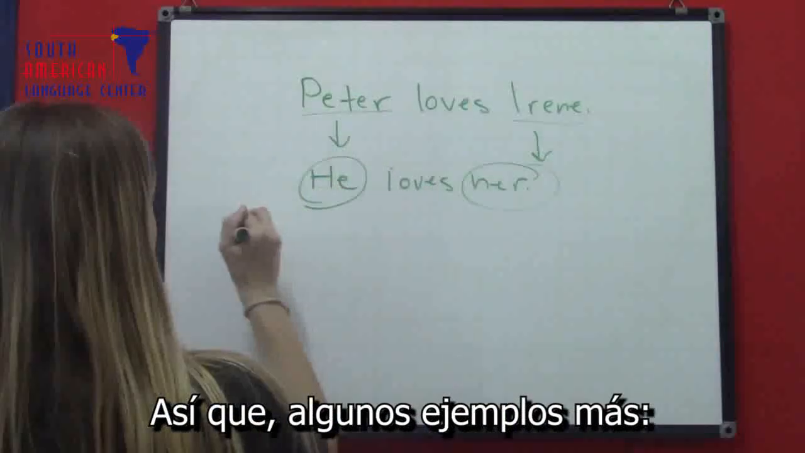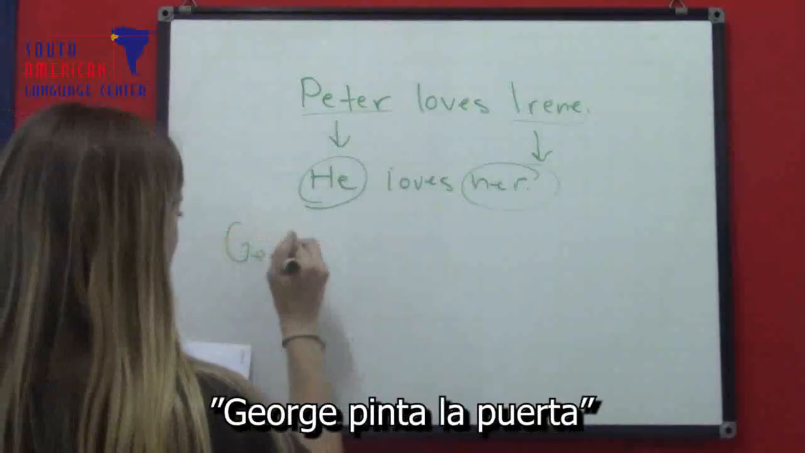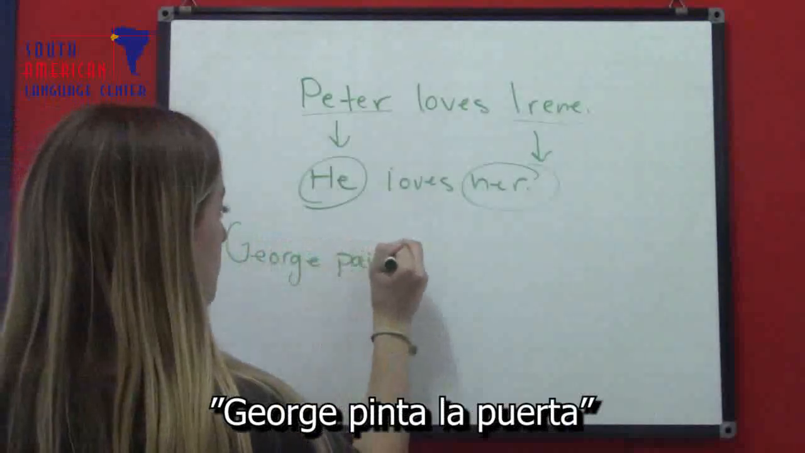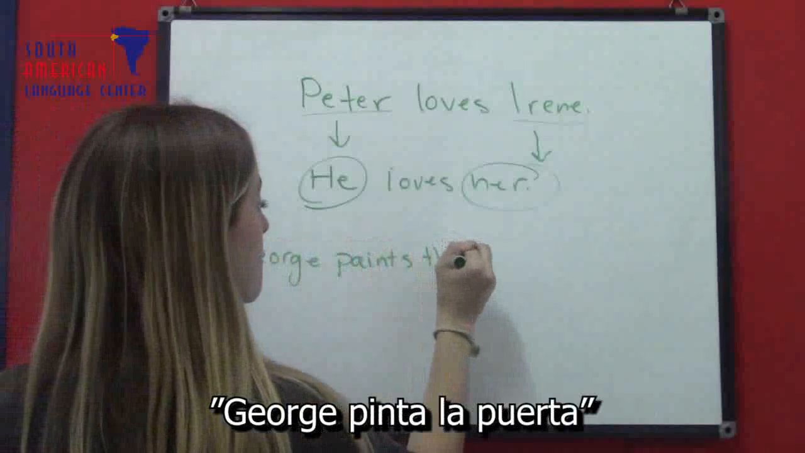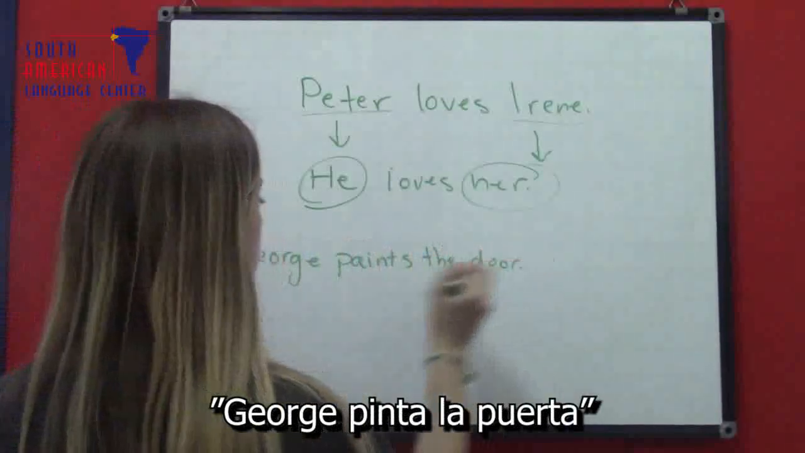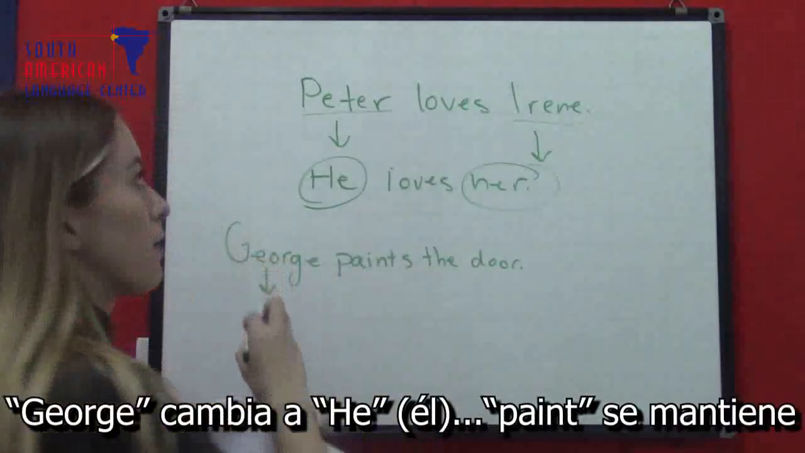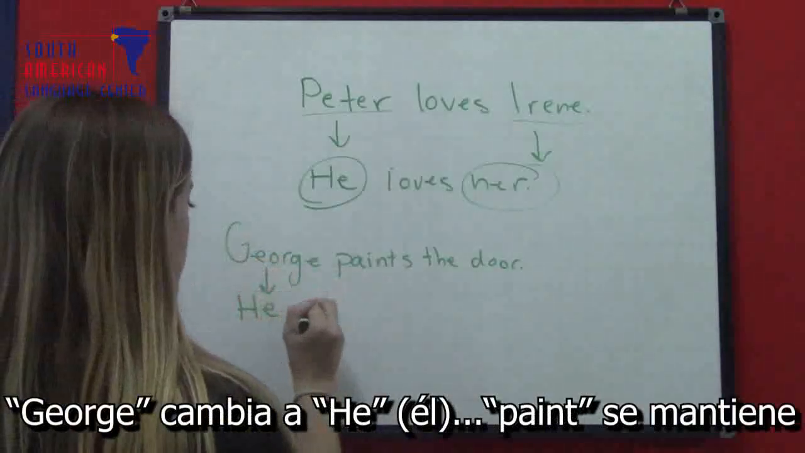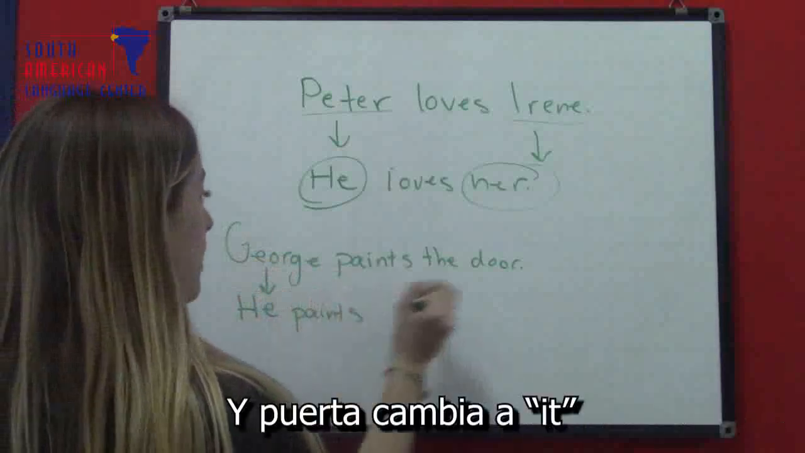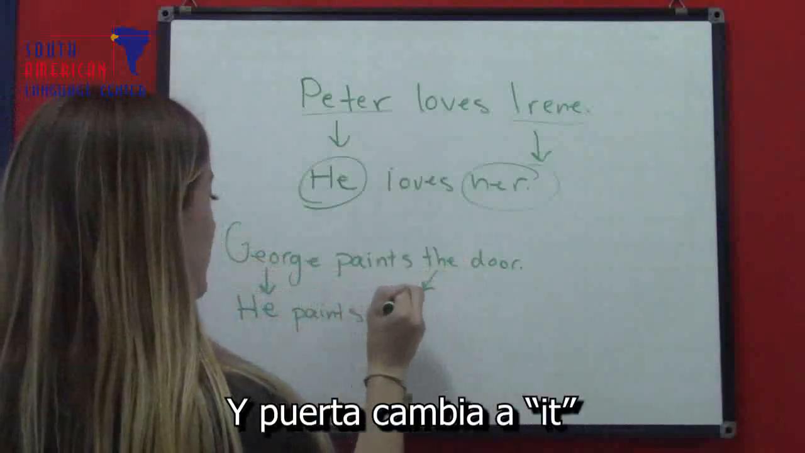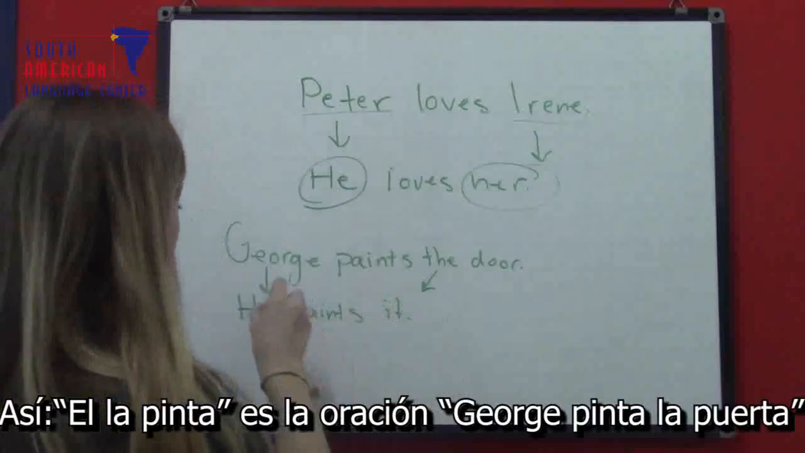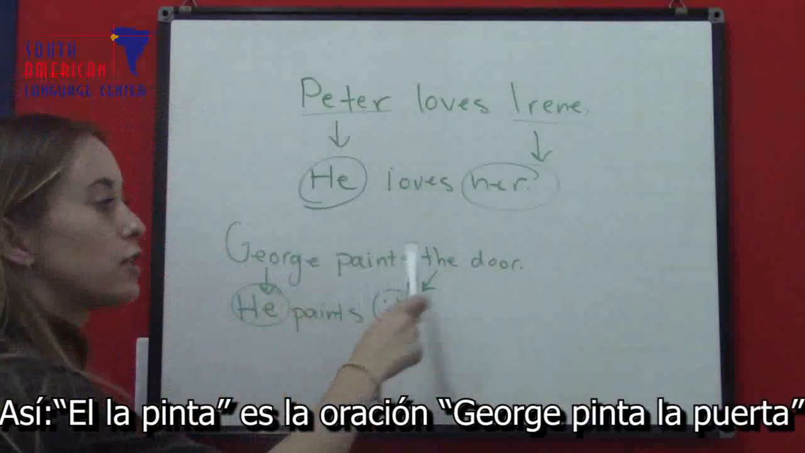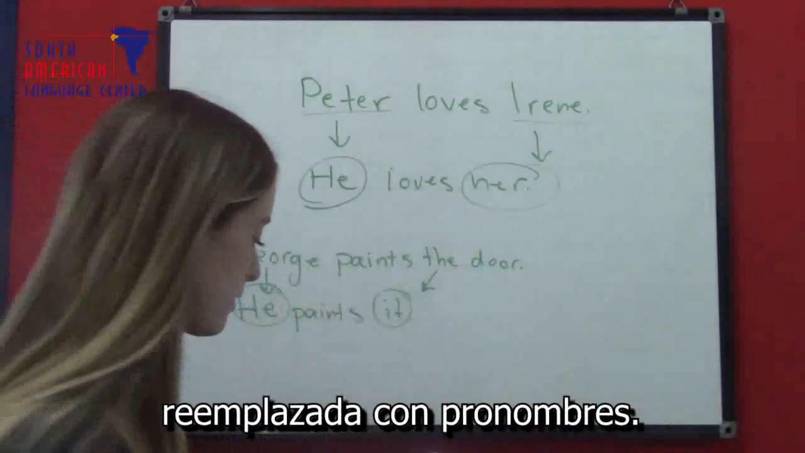So some more examples. George paints the door. George turns into he, paint stays the same, and door turns into it. So he paints it is the sentence George paints the door, replaced with pronouns.